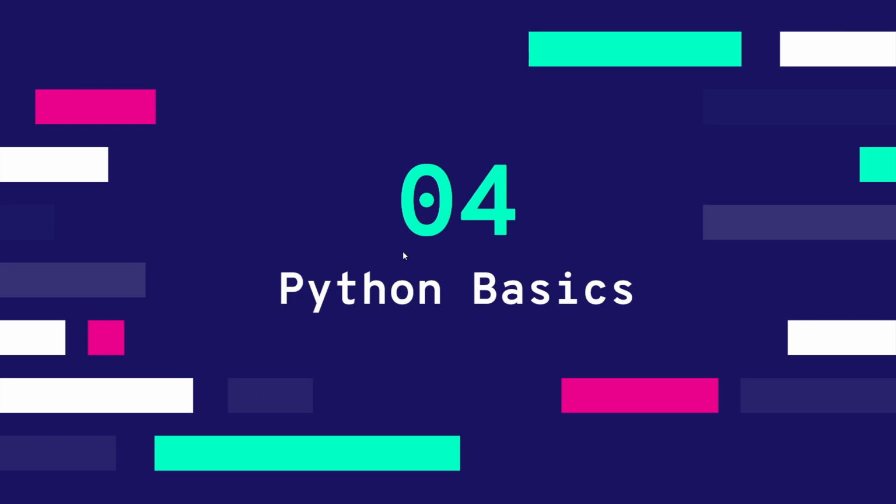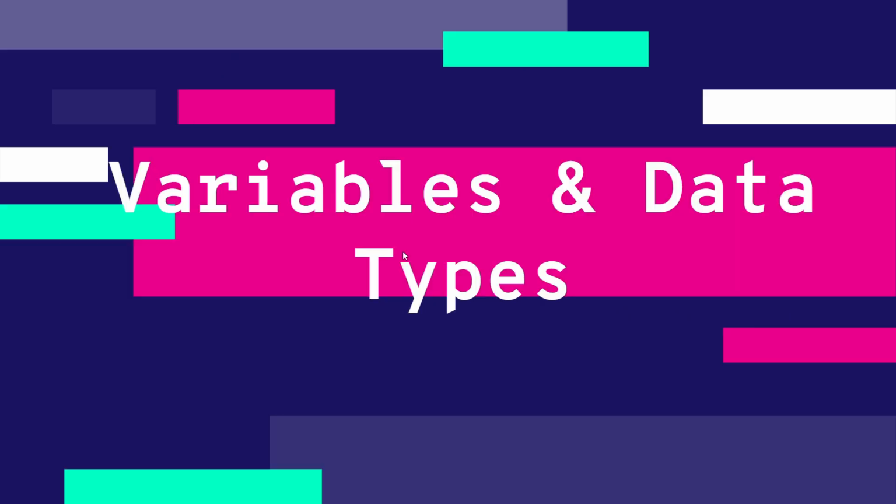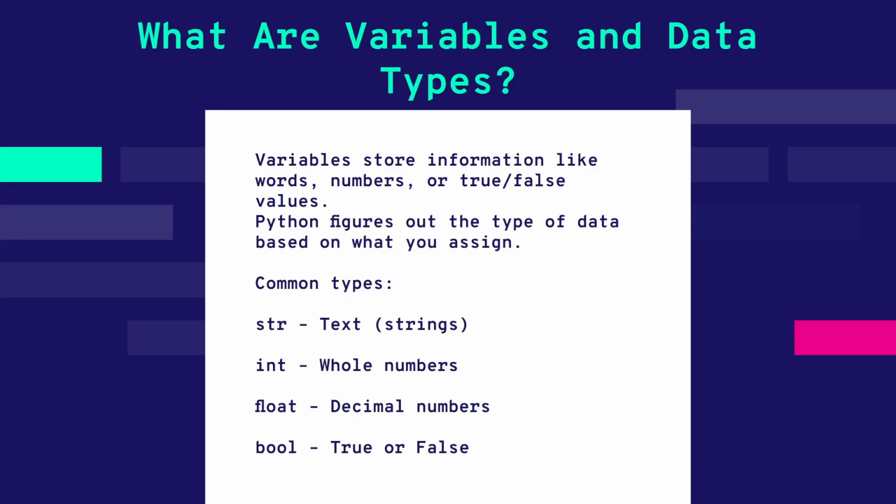Now moving on to number four, the basics of Python. We'll first start out with variables and data types. What are variables and data types? Variables store information like words, numbers, true or false values, almost anything you can think of. Then Python itself figures out what type of data it is based on what you assign it. Common types are strings, integers, floats, and booleans.